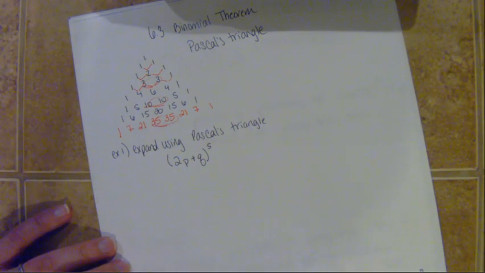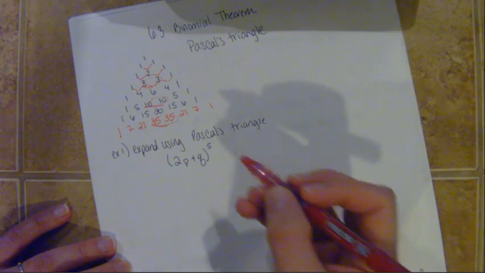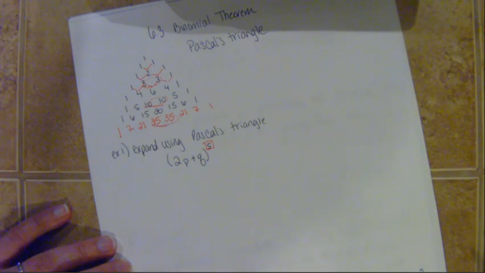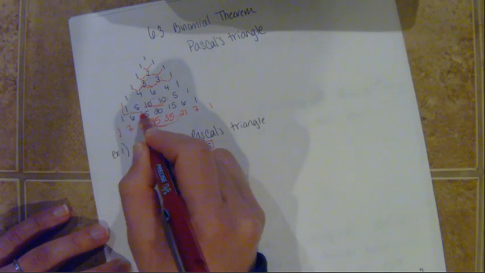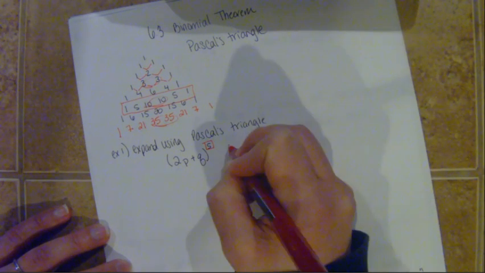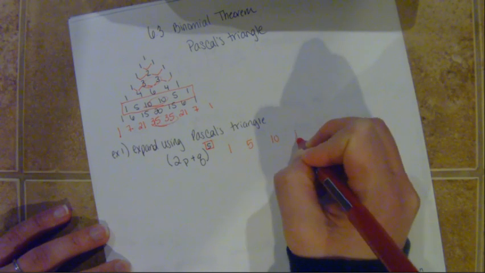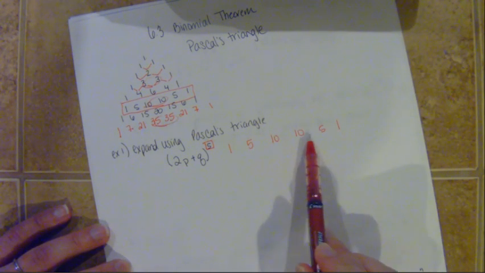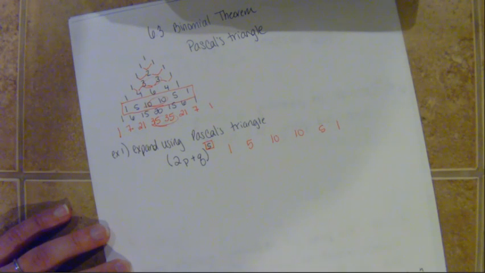Now there are a lot of patterns that happen here, so we'll see those as they come up in a minute. Because that exponent is 5, I would use the row that starts with a 5. This is actually the coefficients for my binomial. So I'm going to write down 1, 5, 10, 10, 5, 1. I'm going to end up with 1, 2, 3, 4, 5, 6 different terms here.